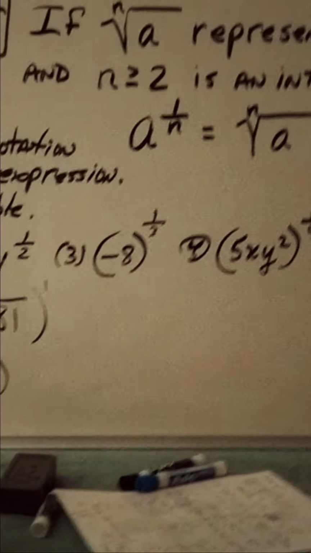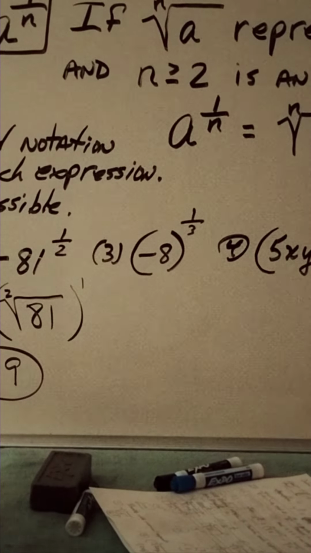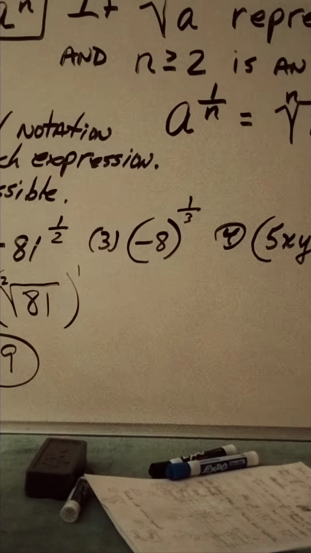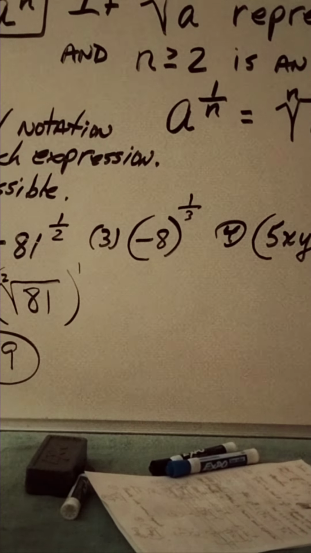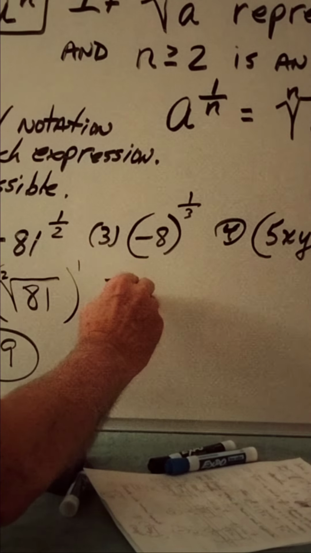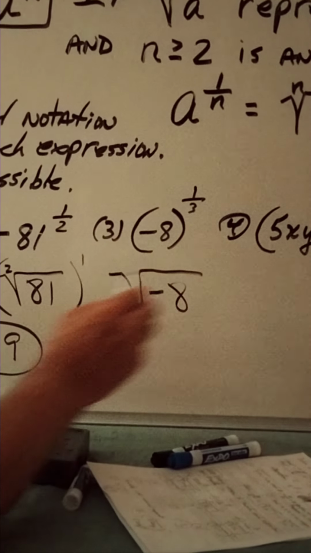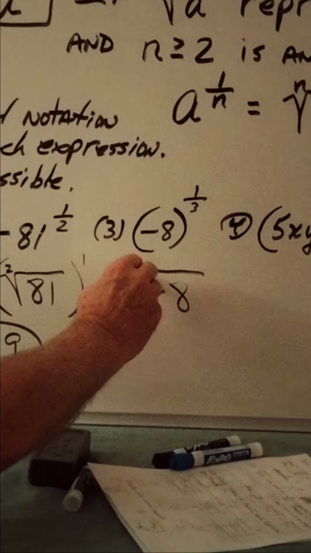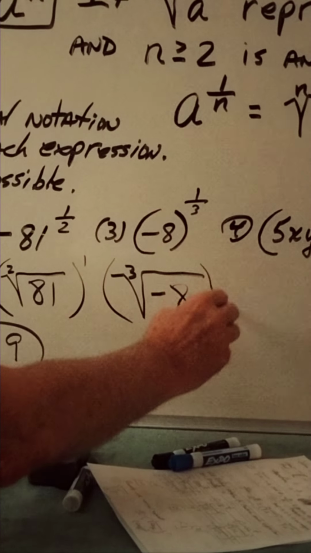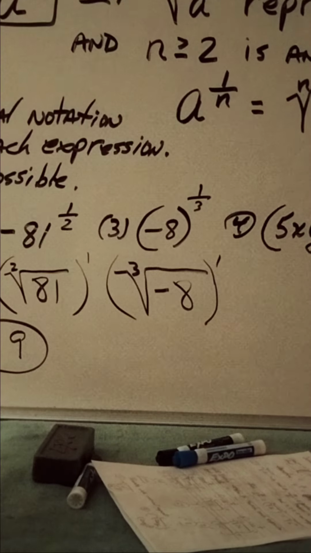Number 3, we can see that the index is odd. That means the radicand can be any real number. And the radicand can be negative on this one, and it is, because the negative 8 is tucked. So we're going to rewrite it using radical notation. The base becomes the radicand. The denominator becomes the index. I'll just go ahead and wrap it around there like that. And we'll put that numerator of 1 on the outside. It's not going to do anything for us. We're not going to have to work with it.